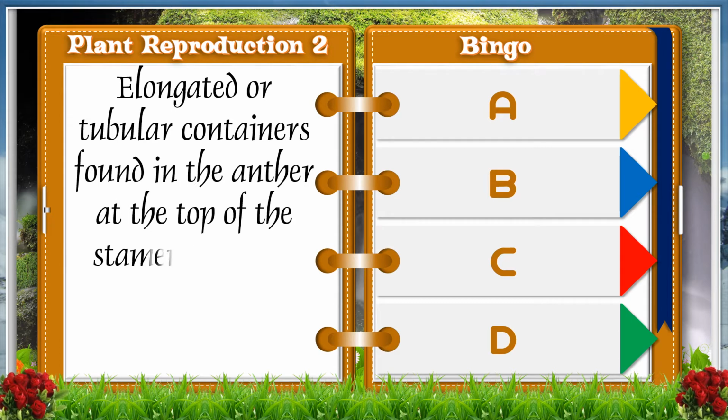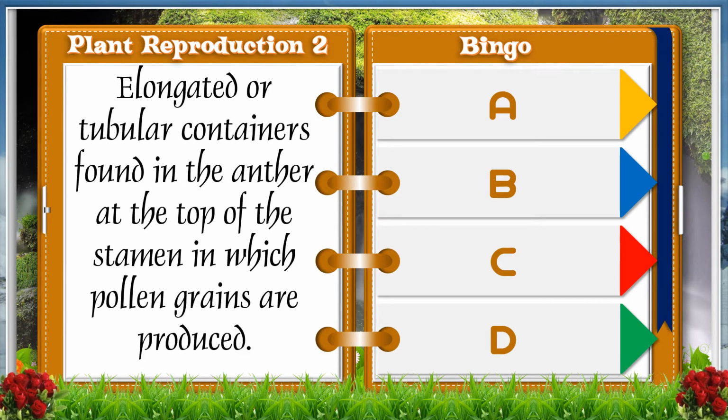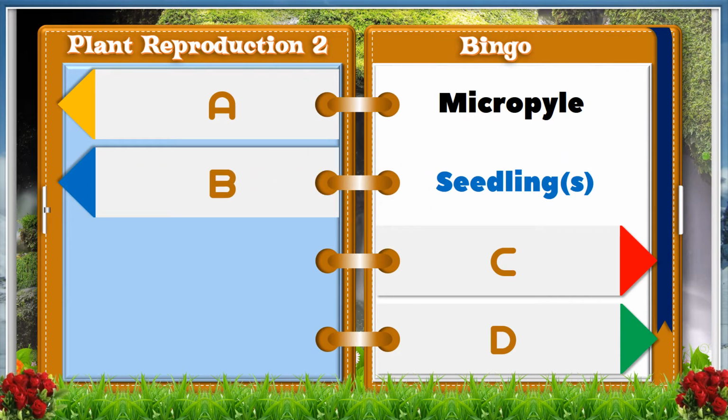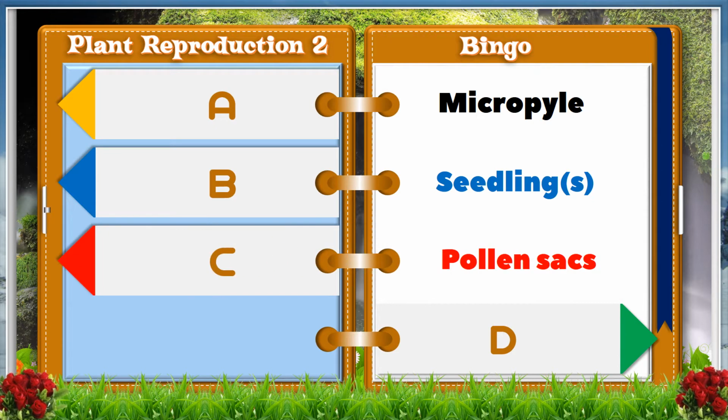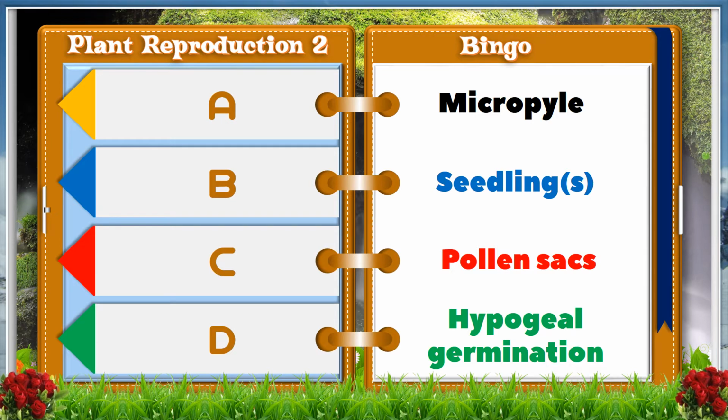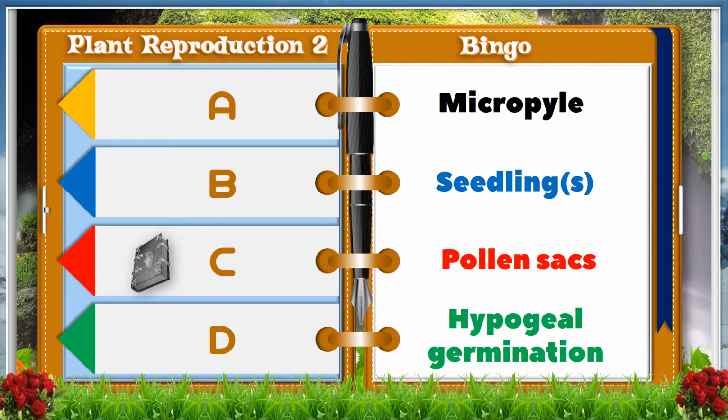Elongated or tubular containers found in the anther at the top of the stamen in which pollen grains are produced. A. Micropyle. B. Seedlings. C. Pollen sac. D. Hypocotyl germination. And the answer is C. Pollen sac.